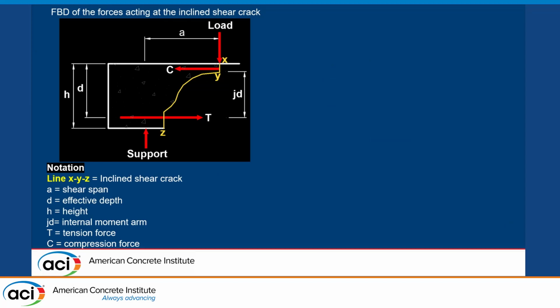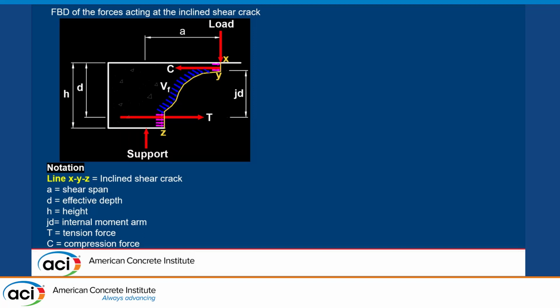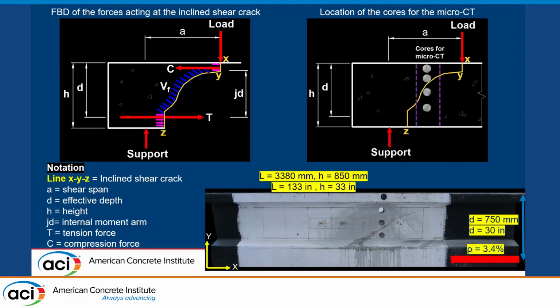So here I'm showing a free body diagram of forces acting along the inclined shear crack. The line XYZ represents the inclined shear crack, and we are assuming that when we have fibers, we're going to have some contribution along the inclined shear crack. How much is the contribution? That's still an open question. So what we decided to do is to extract some cores to generate some micro-CT scans and then figure out what is happening inside and do a forensic analysis to understand, qualitatively at least, at this stage, how much is the contribution of fiber reinforcement.